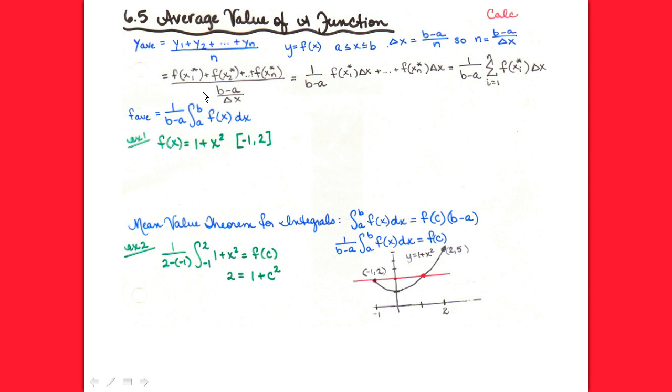All right, so look at example 1. Example 1 says, find the average value of the function f of x is equal to 1 plus x squared on the interval from negative 1 to 2. So literally, all we have to do is plug in a and b.